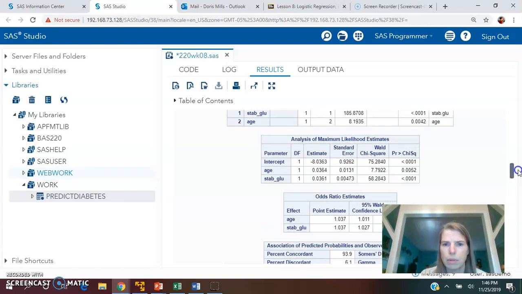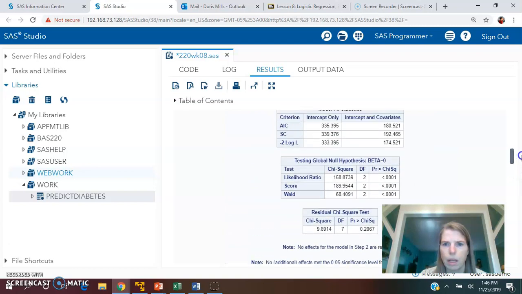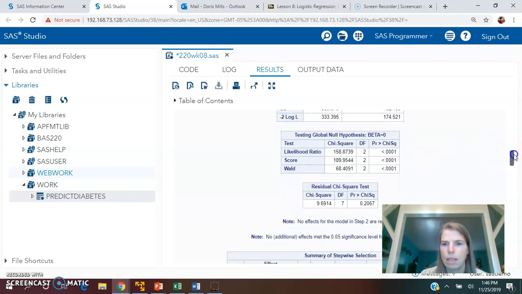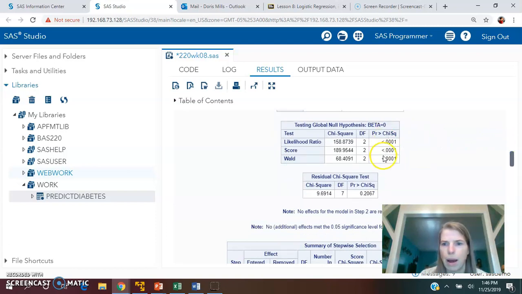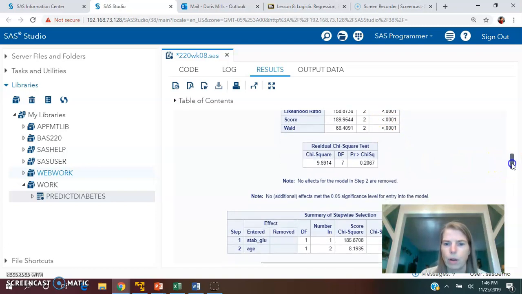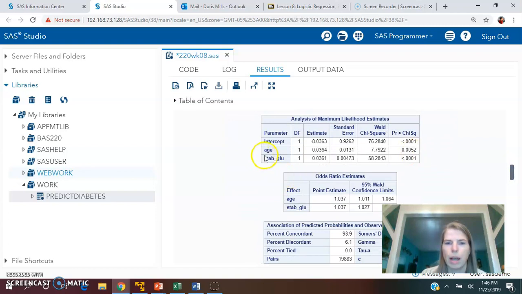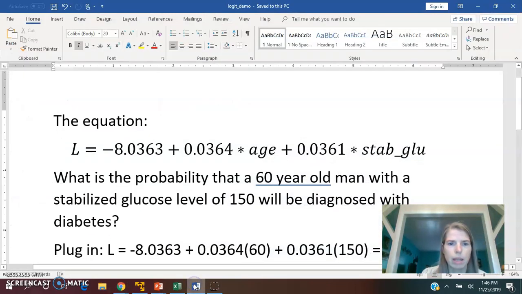And I think I skipped over something. Yes, my model fit statistics. These intercept and covariate numbers are less than intercept only. And our testing global null hypothesis p-values are less than 0.05. So we are going to continue now with this model, which has only 2 predictors. We will take those and write our equation.